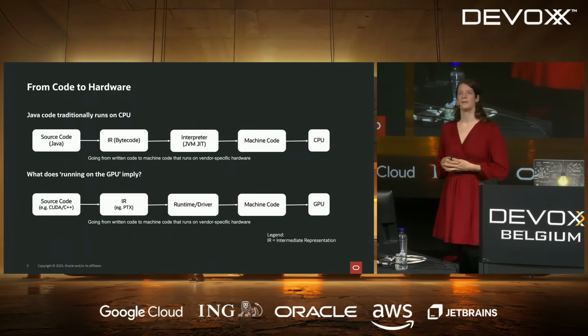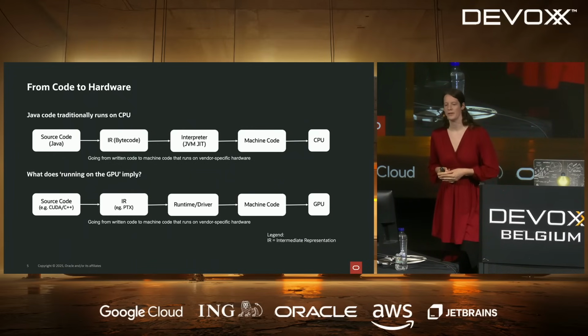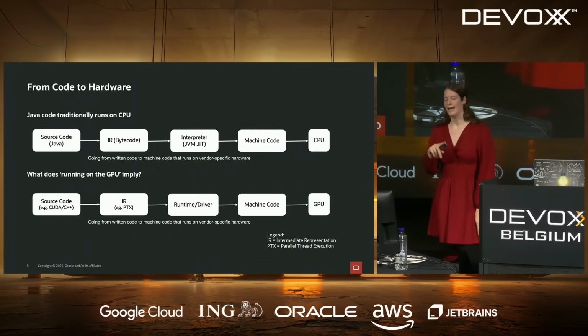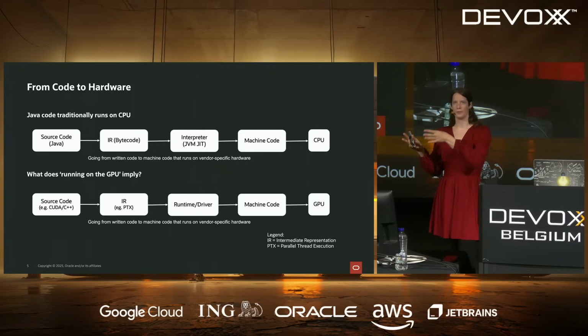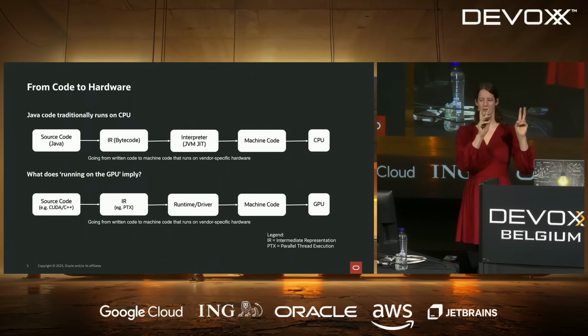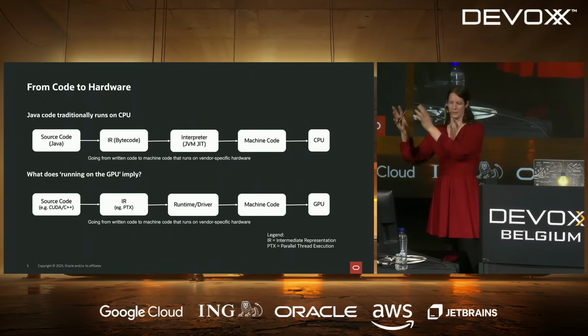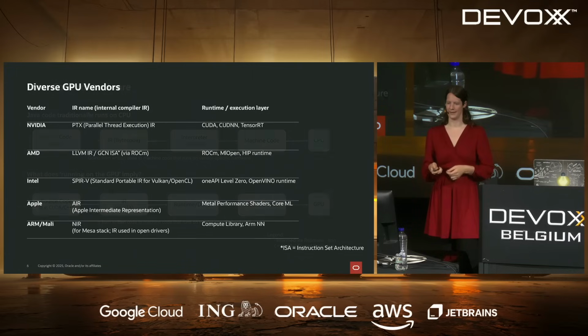That gets translated to also an intermediate representation. In NVIDIA's case, that's PTX, so that is parallel thread execution. That is sent into a runtime or driver that translates it to machine code for the specific hardware backend. And that is then run on your GPU with massive parallelism. So when we talk about front end here, we're going to mean the code that we write, and the back end is really the piece of hardware.